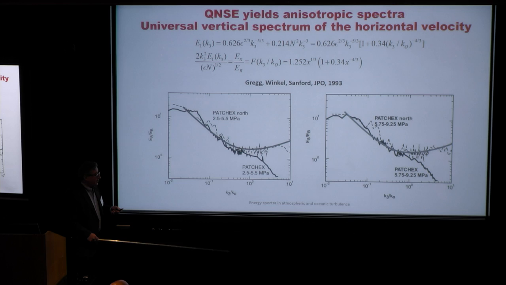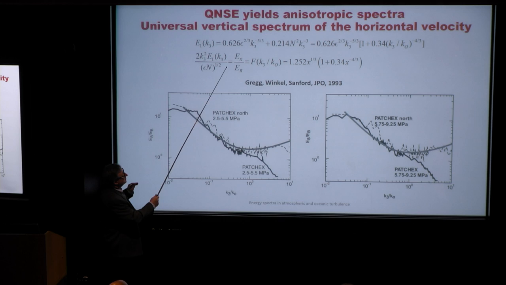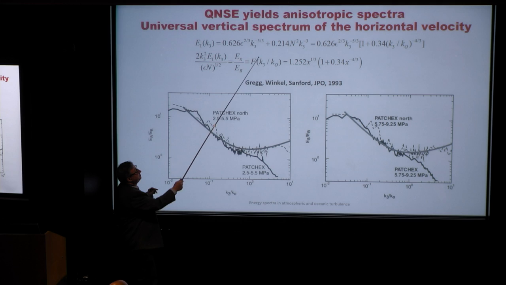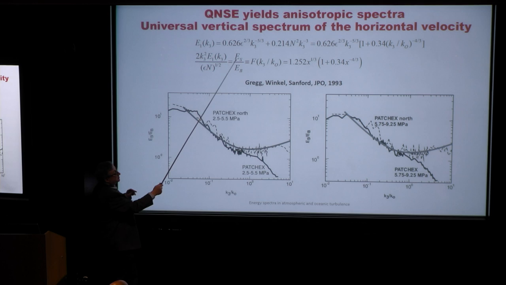Now I wanted to show you what happens with one dimensional spectra. In the case of stratification, there is very well known data for vertical spectrum of horizontal velocity, and goes back to 1981. It's called composite spectra of vertical shear. From the theory we get this analytical expression for the spectrum. You see it has Kolmogorov part and it has stable stratification part, and it can be reorganized in a form of just universal non-dimensional function.